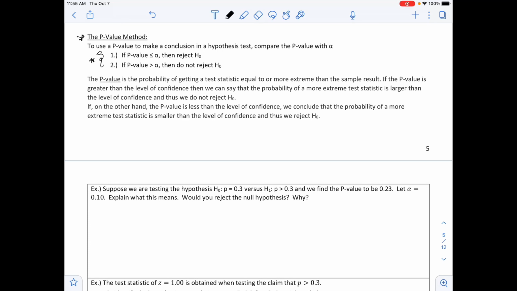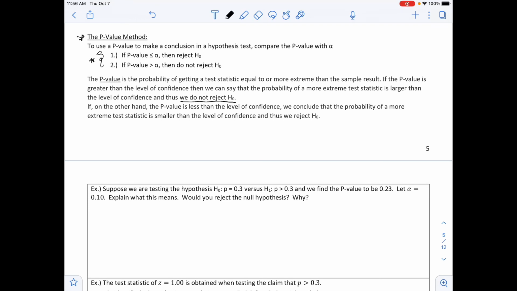And so a little saying is, if the p-value is low, you let the null go. So that chance of it happening is low. And so if it's less than or equal to that alpha, that significance level, then we're going to reject that H naught. So if the p-value is low, you let the null go. So again, the p-value is the probability of getting a test statistic equal to or more extreme than your sample result. If the p-value is greater than the level of confidence, then we can say that the probability of a more extreme test statistic is larger than the level of significance, and thus we do not reject H naught.